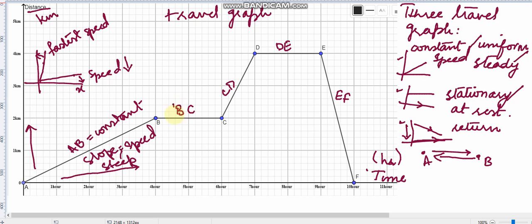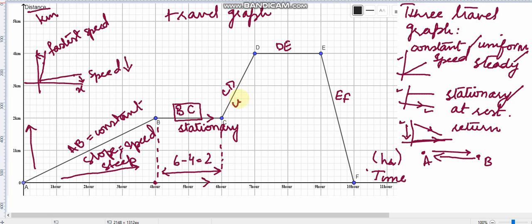Now coming to the part of section B to C. Remember, this line is parallel to the x-axis. Any line that is parallel to the x-axis, like in this graph as well, shows that the object is stationary. It means that in this travel graph from 4 hours, because it's starting from 4 and it ends at 6, the total time taken is 6 minus 4, very simple, 2 hours. So your object was resting for 2 hours. Now from C to D, again, this is a slope, this is a line that shows speed. So that again shows a constant speed.